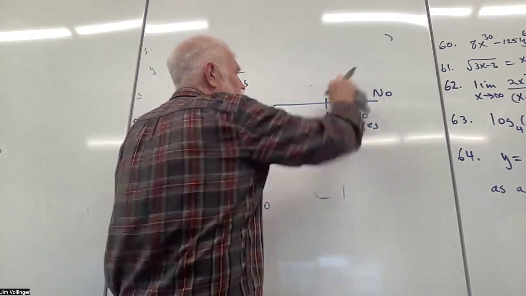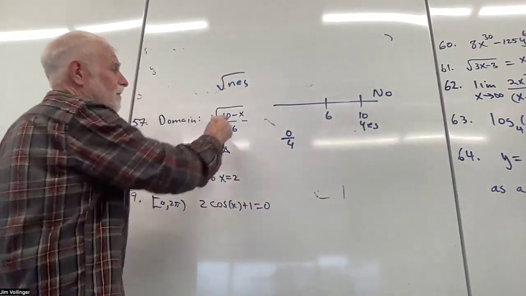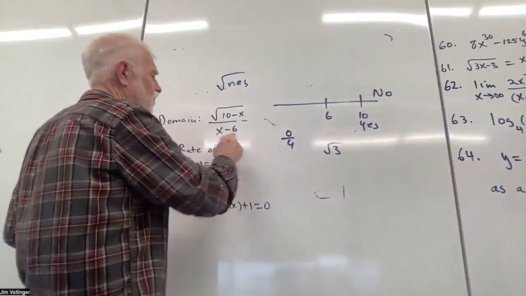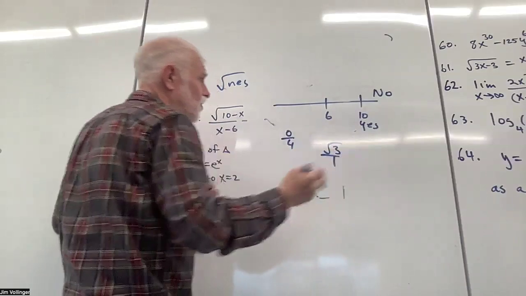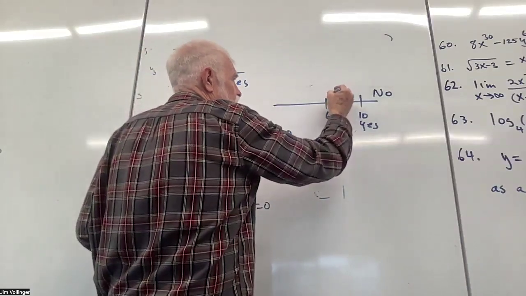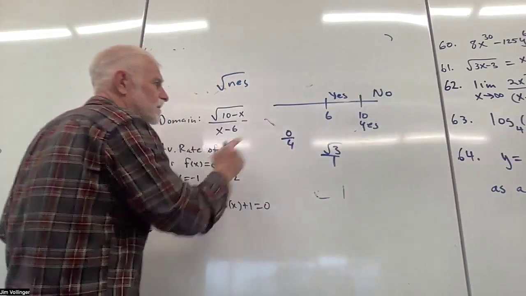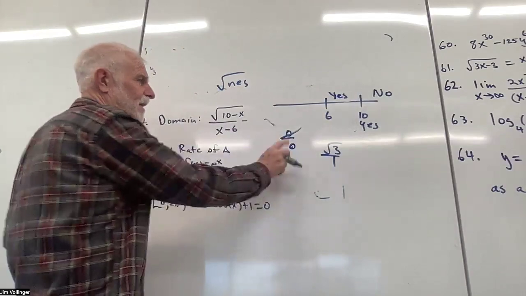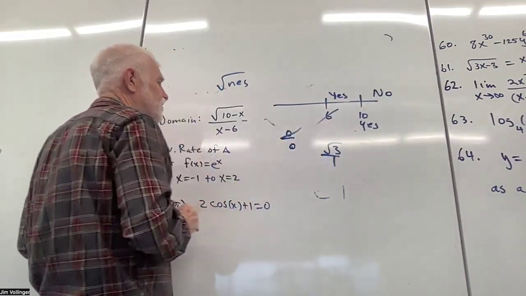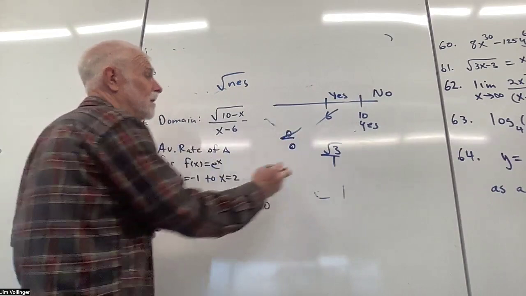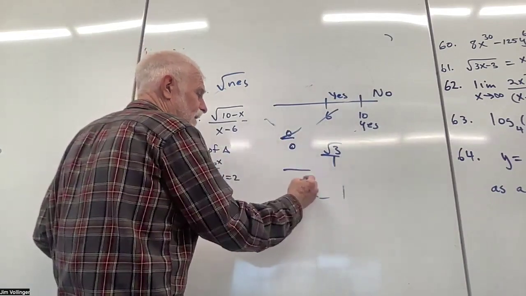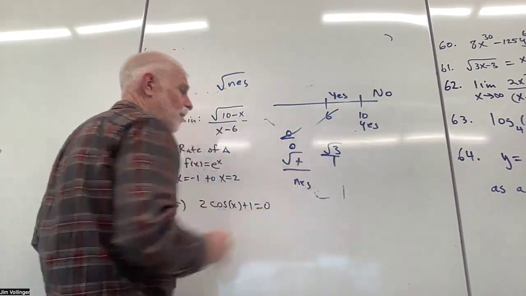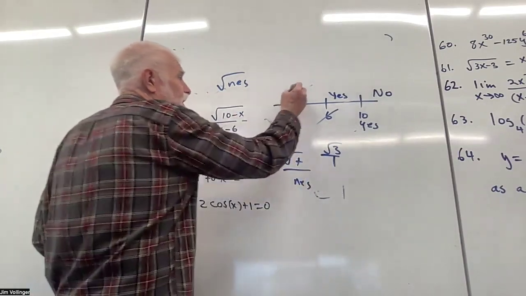Can I use numbers between 6 and 10? Well, let's use 7. 10 minus 7 is the square root of 3. 7 minus 6 is 1. No problem there. So yes, we can use these. Can I use 6? 6 minus 6 is 0. I don't think I can divide by 0, so no. Can't use 6. Can I use numbers smaller than 6? Smaller than 6 means I'm dividing by a negative, and I have a positive square root. I see no problem with that, so yes.